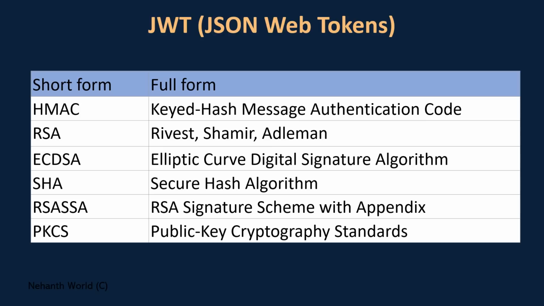The next one is RSA. RSA indicates three people's names who invented this RSA algorithm. And ECDSA is nothing but Elliptic Curve Digital Signature Algorithm. SHA, you know it very well, Secure Hash Algorithm. RSA we have already seen. RSASSA is nothing but RSA Signature Scheme with Appendix. PKCS, you all know very well, Public Key Cryptography Standards. These are all the full forms for the algorithms we use in generating the JWT tokens.